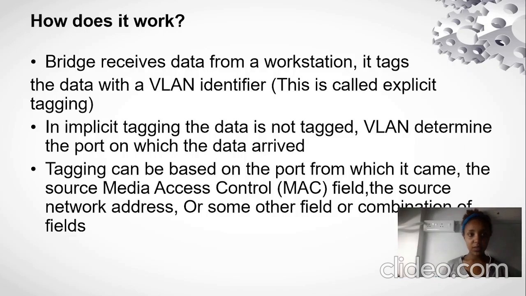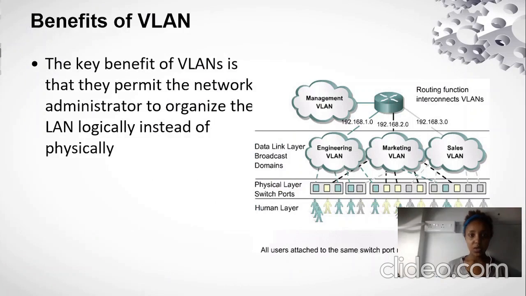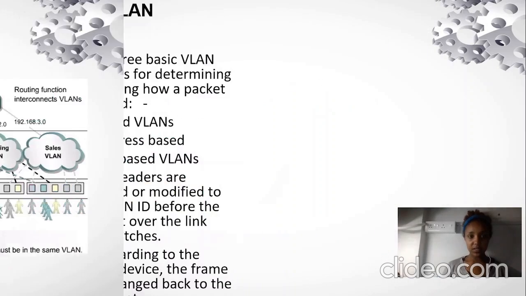How does this work? Well, a bridge receives data from a workstation. It tags the data with a VLAN identifier, which is called explicit tagging. In implicit tagging, the data is not tagged, and the VLAN is determined by the port on which the data arrived. Tagging can be based on the port from which it came, the source media access control or MAC field, the source network address, or some other field or combination of fields, which can be stated as the classification of VLANs, which we'll see later. Benefits of VLANs include that they permit the network administrator to organize the LAN logically instead of physically.